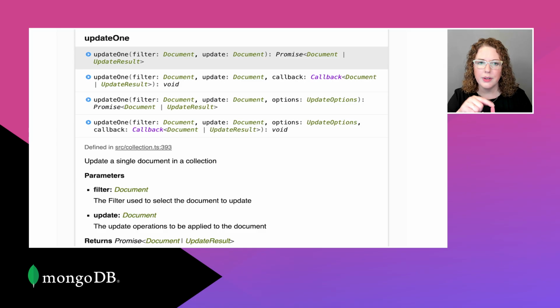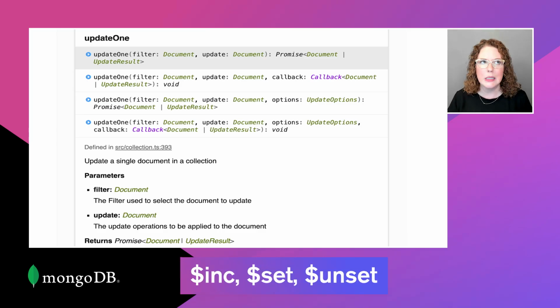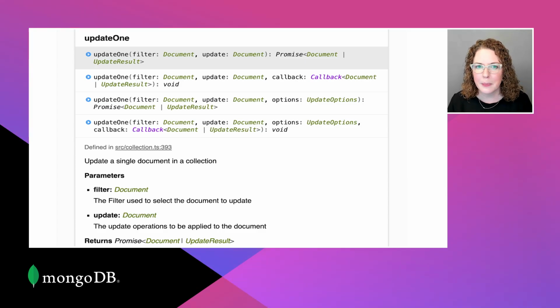Now, the other required param is the update operations to be applied to the document. MongoDB has a variety of update operators you can use, such as increment, set, unset, and a bunch of others. So check out the official documentation for a complete list of the update operators and their descriptions. UpdateOne will update the first document that matches the given query. Even if more than one document matches the query, only one document will be updated.